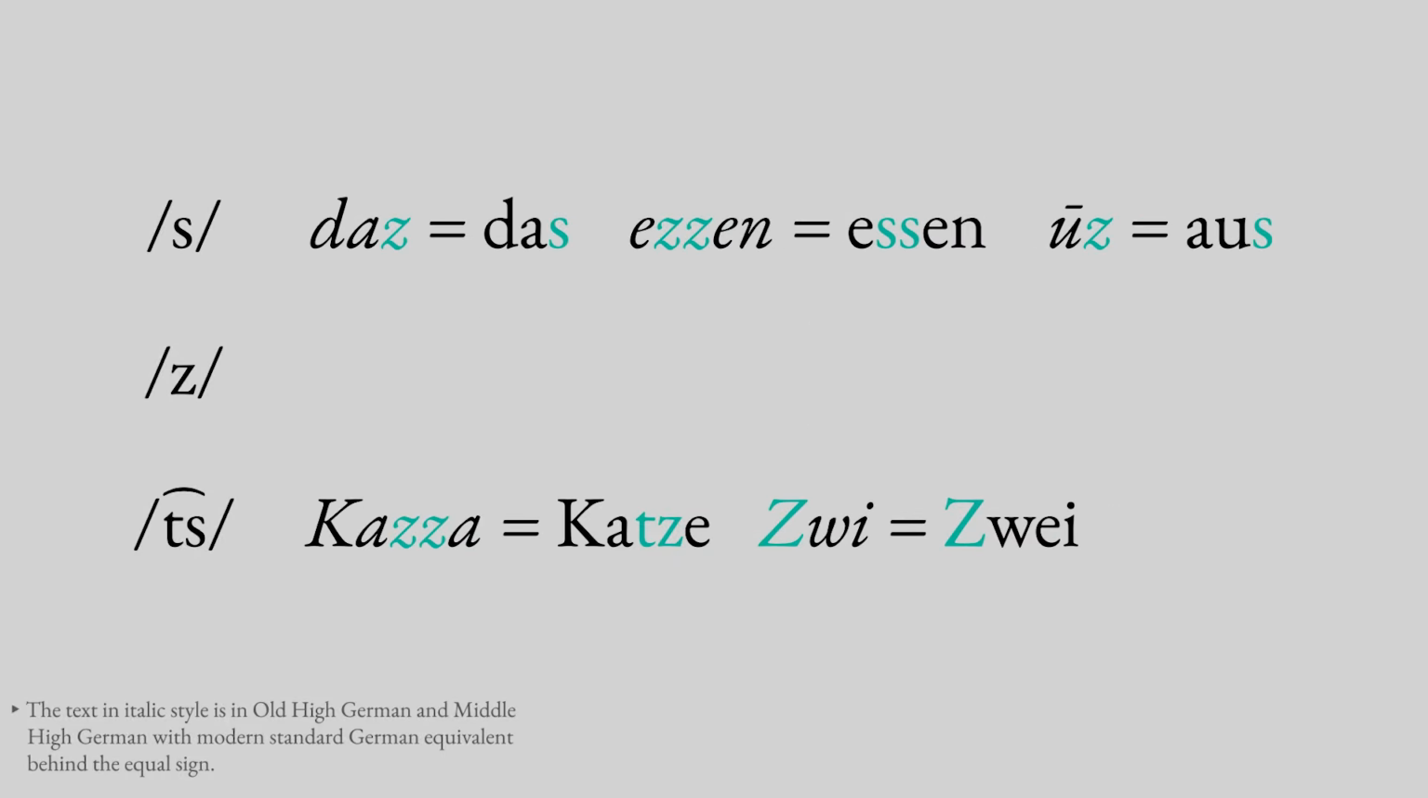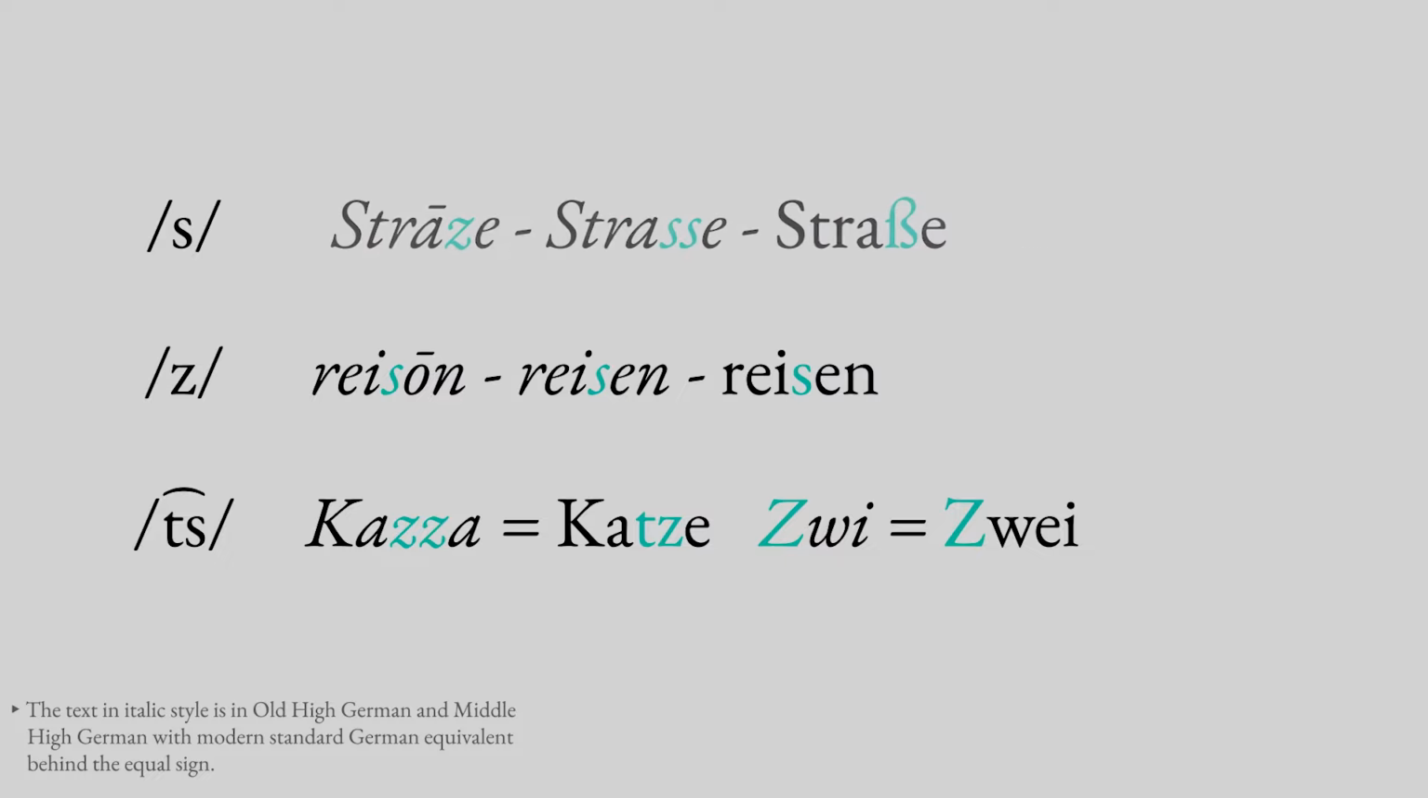In the original alphabet, the letter Z represented both ts and s. By the 13th century, S gradually became voiced as z, necessitating a distinction. Consequently, the sharp s sound began to be denoted by SS or the digraph SZ.